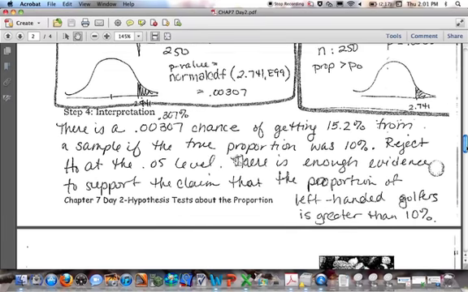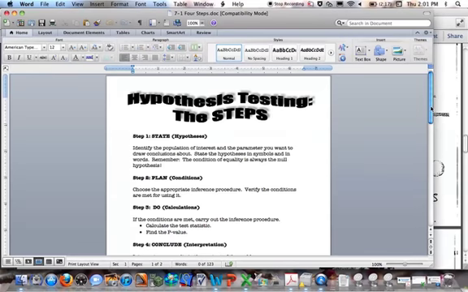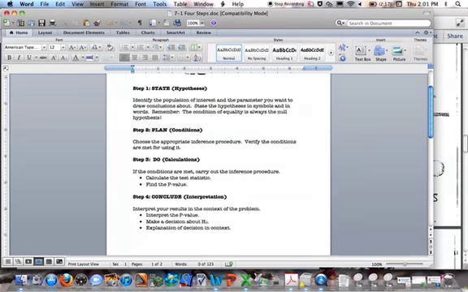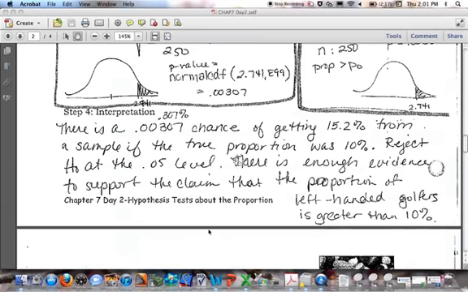When we interpret this, we have 3 parts to our interpretation. I'm going to interpret my p-value, make my decision about the null, and give an explanation. So my interpretation of the p-value: what the p-value means is there's a 0.00307 chance, or a 0.307% chance, of getting 15.2% from a sample if the true proportion was 10%.